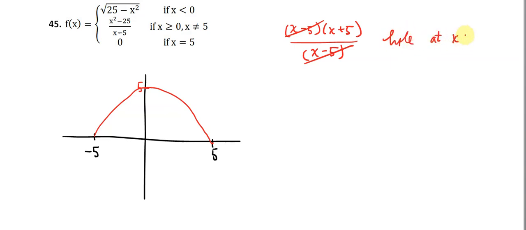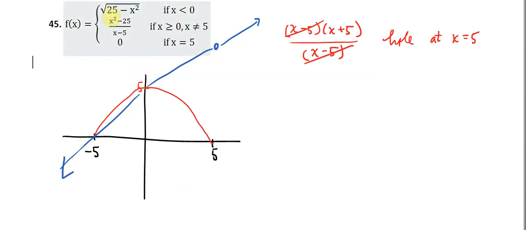at x equals 5. I'm going to change this color to blue here. So x plus 5 is a graph with a slope of 1 and a y-intercept of 5. So it's going to look something like this, with a hole, of course, at x equals 5. It's going to look like that, and then it's also going to extend in the other direction as well. So it's going to go kind of like this.